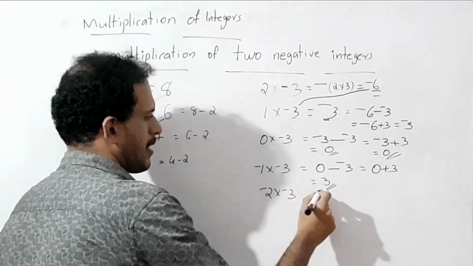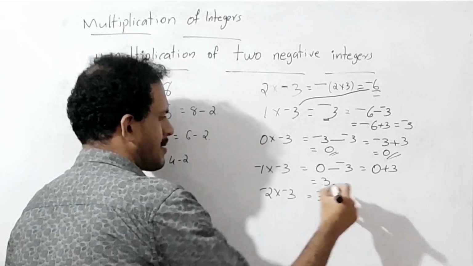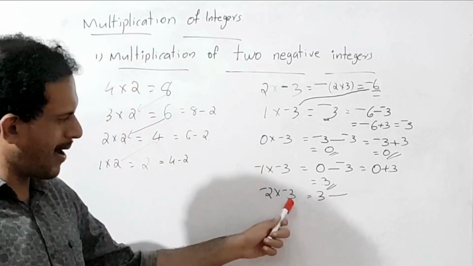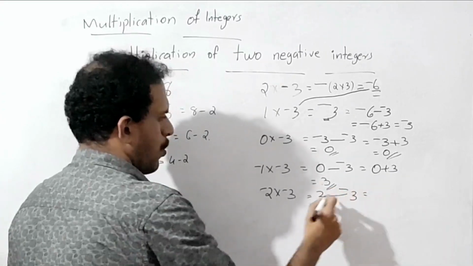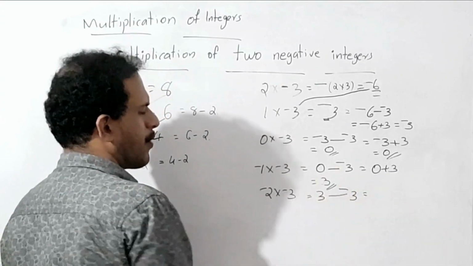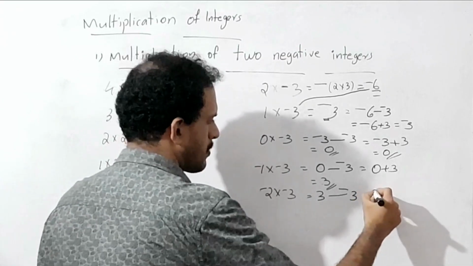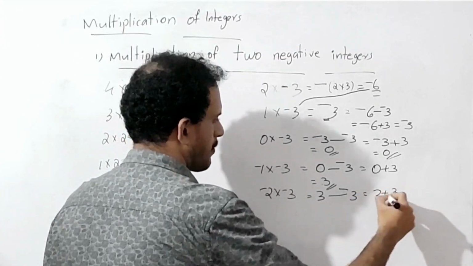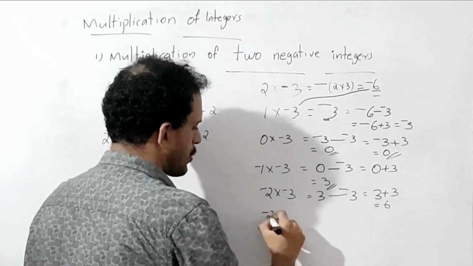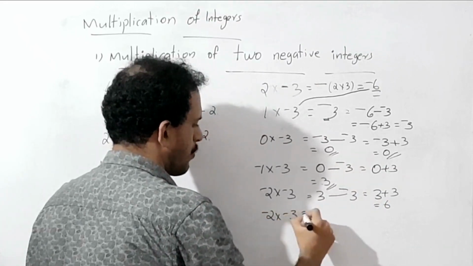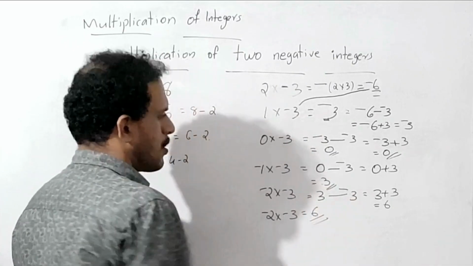The first 3, this 3, minus, what do we want to subtract? Minus 3. So 3 minus minus 3, what is the change? That becomes 3 plus 3. What is 3 plus 3? Is equal to 6. So we conclude minus 2 into minus 3 is equal to 6.